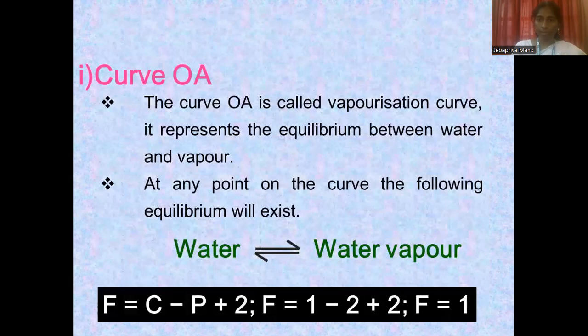So curve OA is called a vaporization curve, as I already explained with the help of this phase diagram. At the curve, there are two phases in equilibrium, that is liquid water and vapor. Here you can apply the Gibbs phase rule, which is F is equal to C minus P plus 2. Here C is the number of components. It is a one component system, H2O. So C is 1 and the number of phases along the curve is 2, because liquid water and water vapor. Therefore, applying the formula, we get F is equal to 1, which means we are in need of only one independent variable to explain the system in detail.